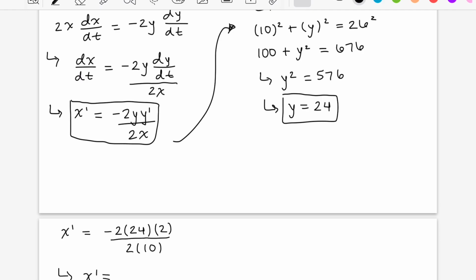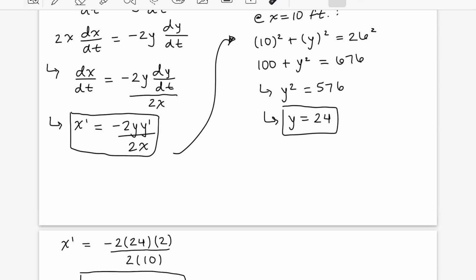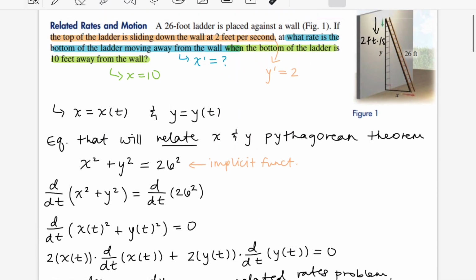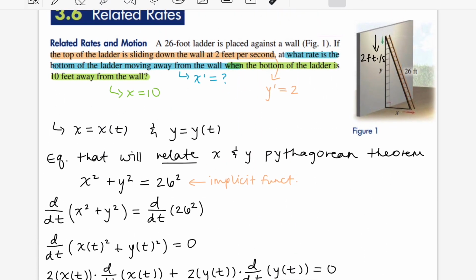So we'll get 4.8 feet per second. So this means that the rate that the bottom of the ladder is moving away from the wall is 4.8 feet per second. So this distance is changing at a rate of 4.8 feet per second.